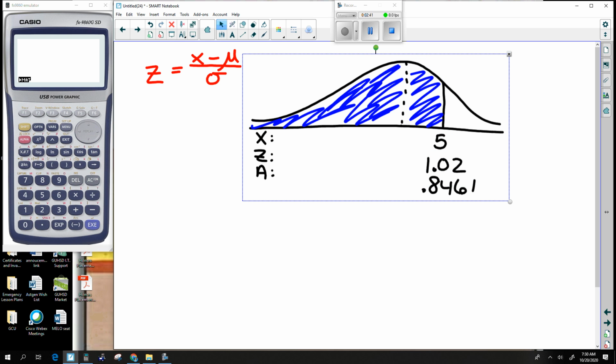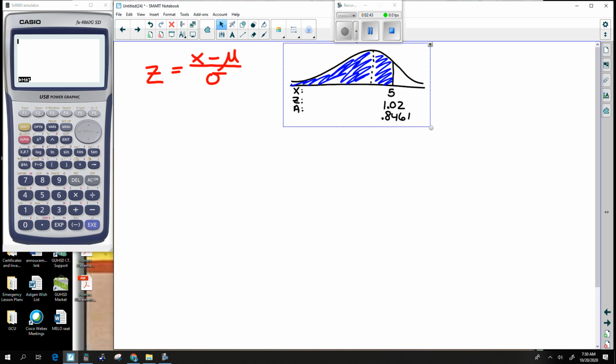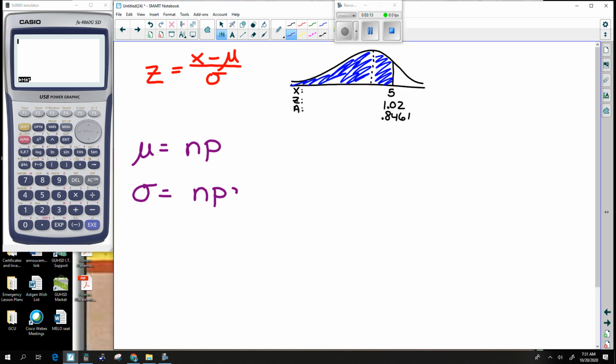However, today we are not given a mu, and we're not given a sigma, okay? We're barely even given an x. All right, so formulas for today. The average can be considered n times p. They do give us an n, they do give us a p. Again, n is the total number of things, p is the probability of success.